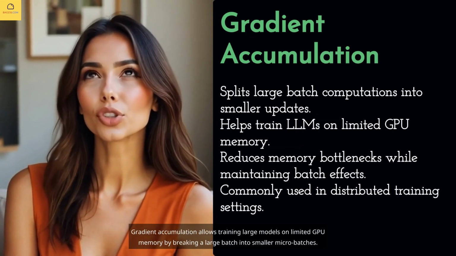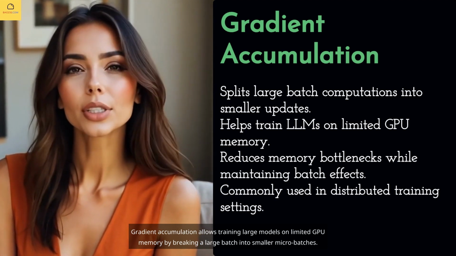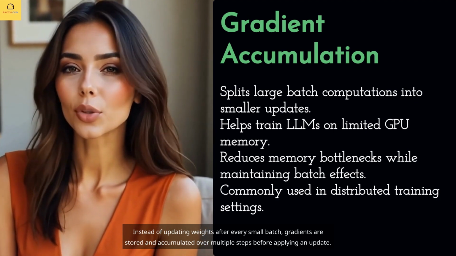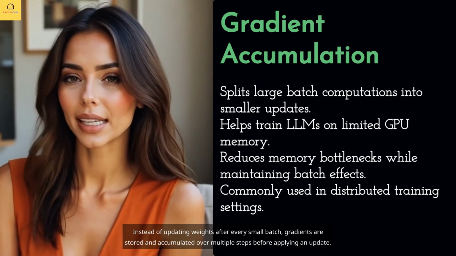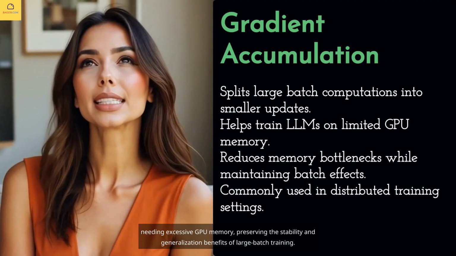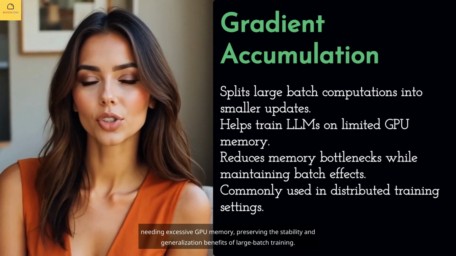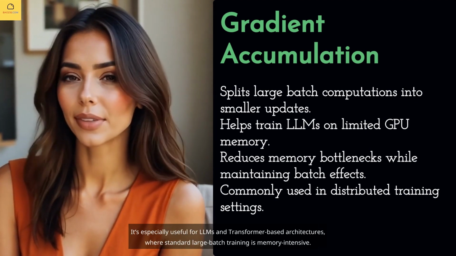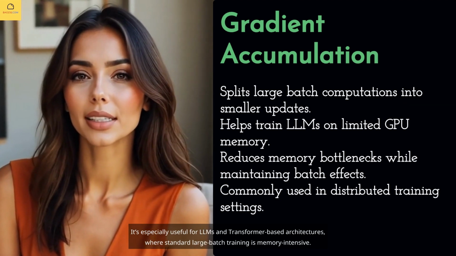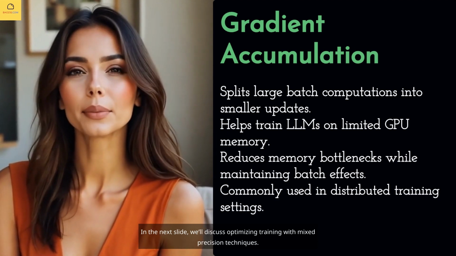Gradient accumulation allows training large models on limited GPU memory by breaking a large batch into smaller microbatches. Instead of updating weights after every small batch, gradients are stored and accumulated over multiple steps before applying an update. This method enables models to simulate large batch sizes without needing excessive GPU memory, preserving the stability and generalization benefits of large batch training. It's especially useful for LLMs and transformer-based architectures where standard large batch training is memory intensive. In the next slide, we'll discuss optimizing training with mixed precision techniques.